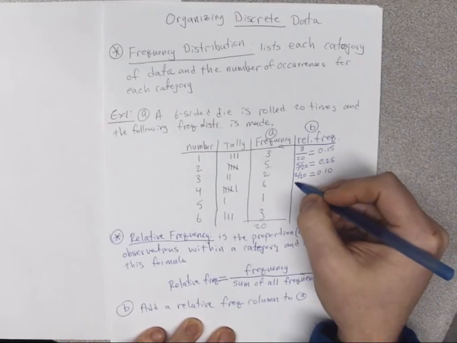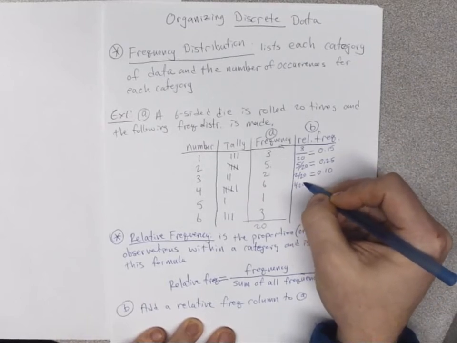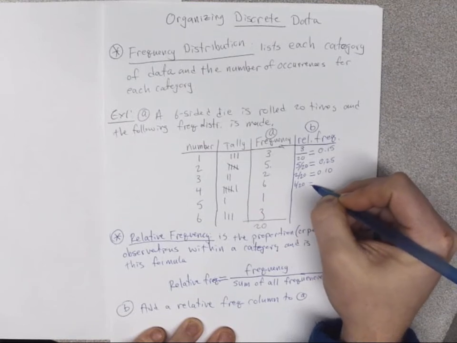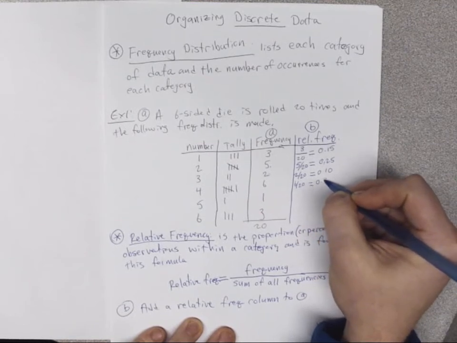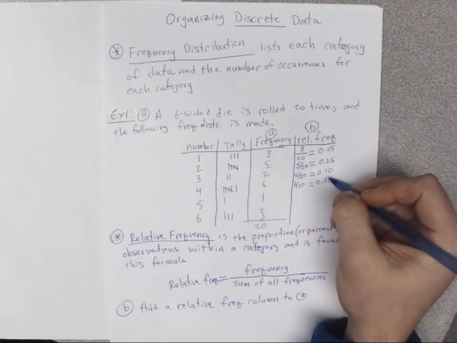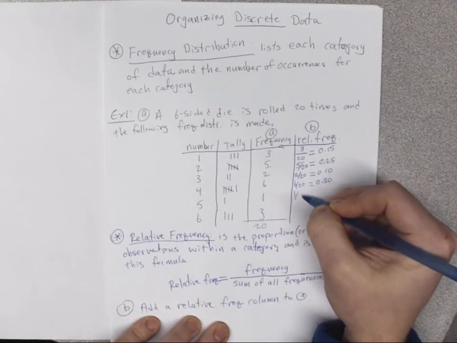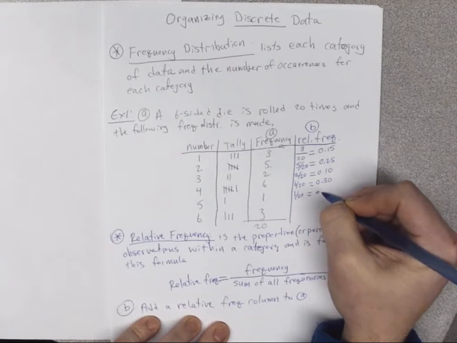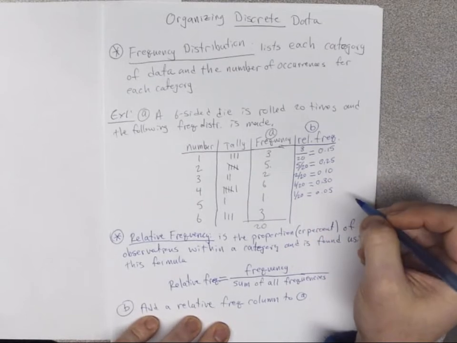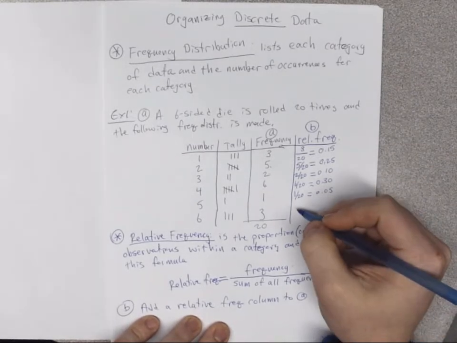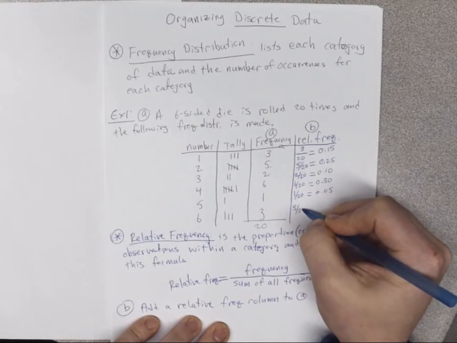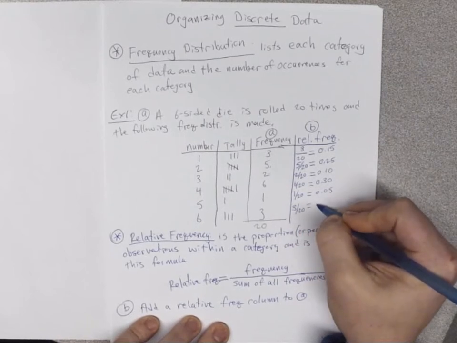Number 4 was rolled 6 times, and that's divided by the total number of rolls, which is 20, and that gives you 30%. Number 5 was rolled once, that goes on top, divided by the total number, and that equals 5%, 0.05. And finally, 6 was rolled 3 times out of 20 rolls, so that gives you 15%.